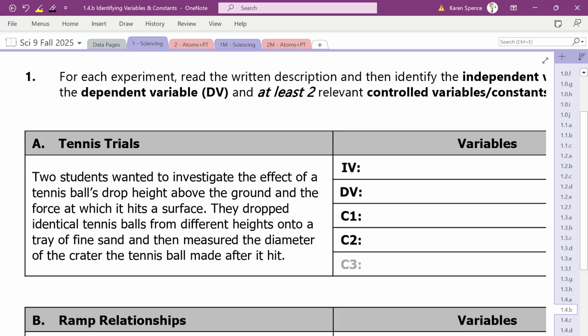What is the independent variable? Yes, Ryan. The height, because they wanted to see the effect of the drop height. So the independent variable is the height of the drop. What is the dependent variable, the thing that responded to that? Matthew? Yeah, the diameter of the crater.